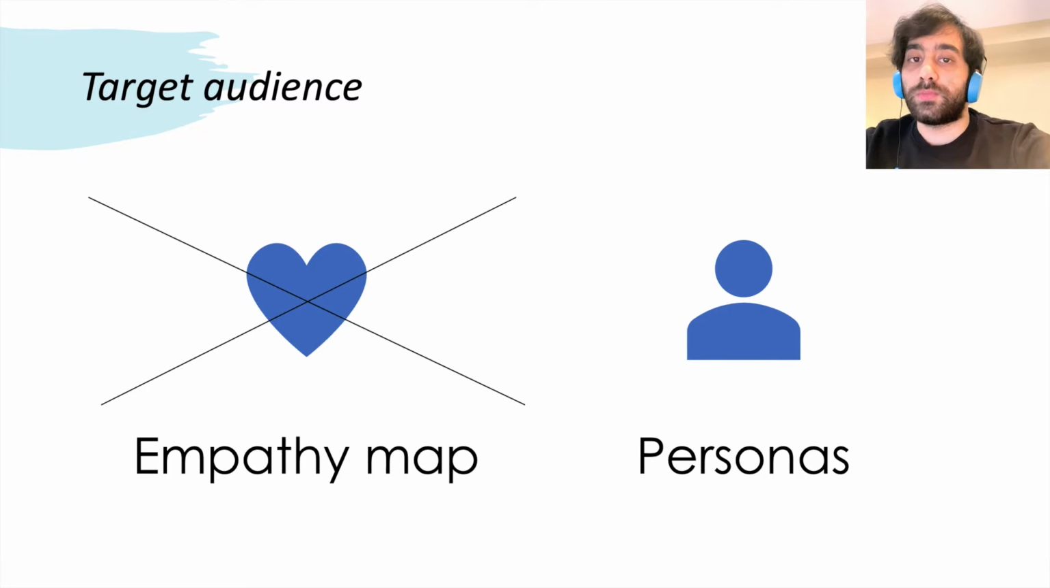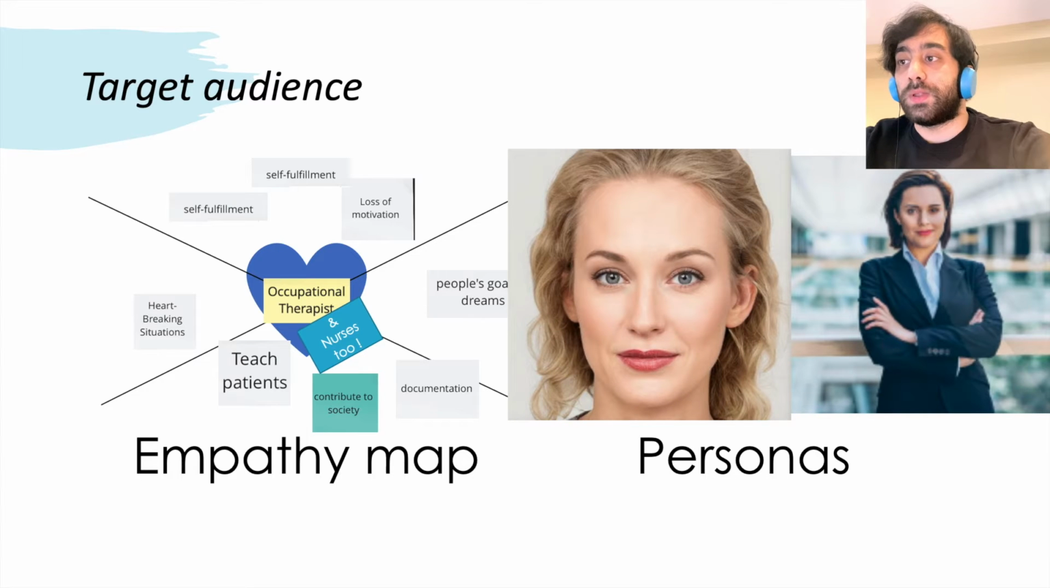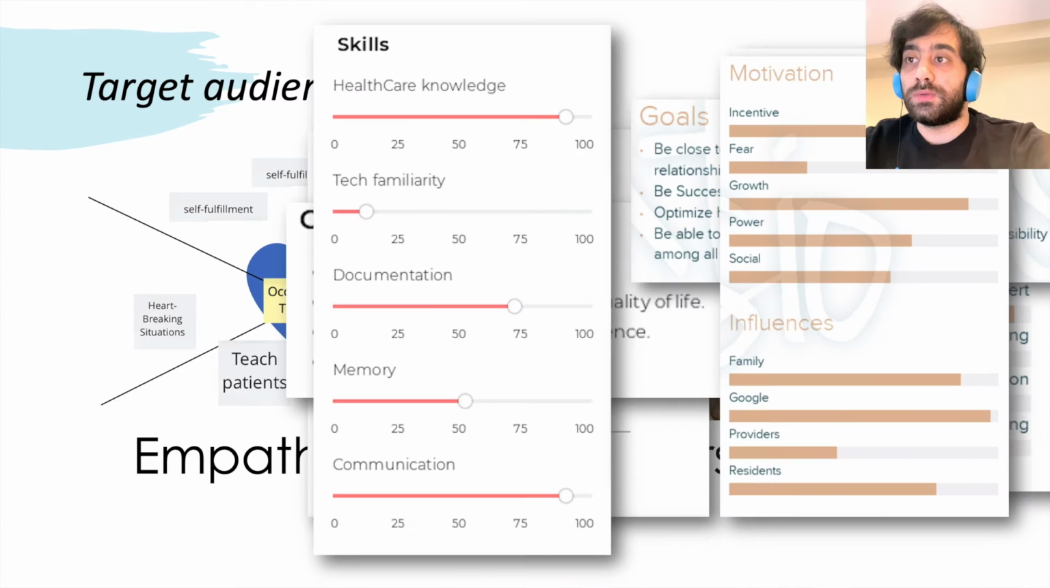So based on the research that you have completed, we were able to generate an empathy map for occupational therapists. And based on this empathy map, we were able to know what they think, do, feel, say and hear. Now, this does not only apply to occupational therapists, as we have also done research for nurses. And based on those two empathy maps, we were able to generate personas, like build their personal information, their goals, and more importantly, their skills.